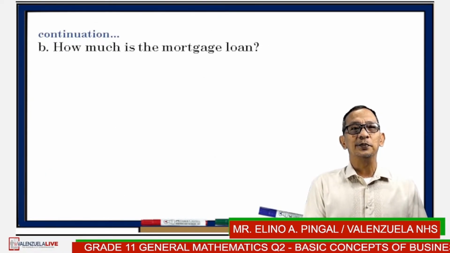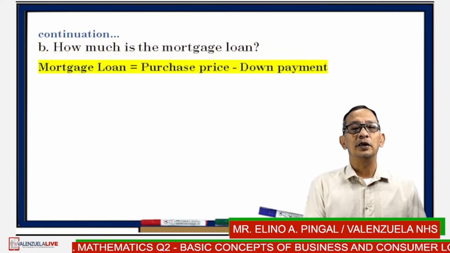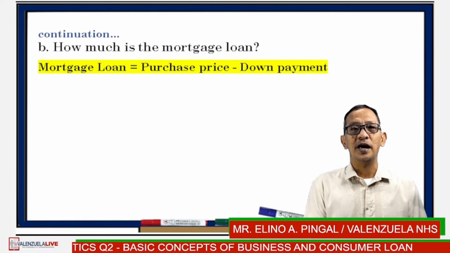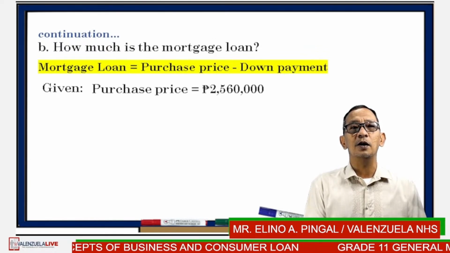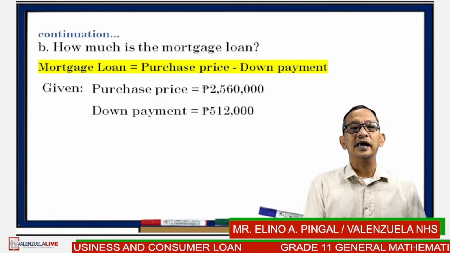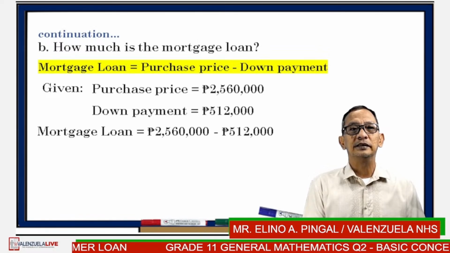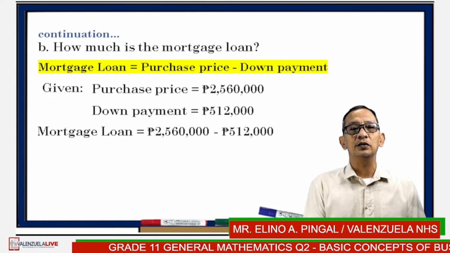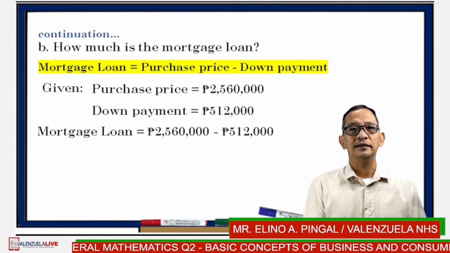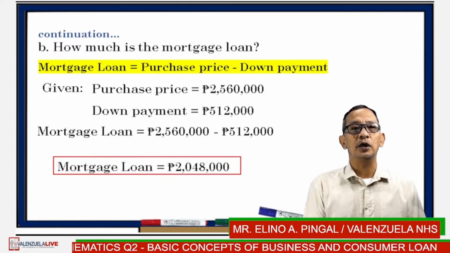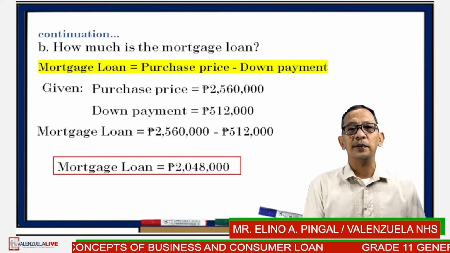Let's continue for letter B. How much is the mortgage loan? Mortgage loan is equal to purchase price minus the down payment. Given purchase price is 2,560,000 and the down payment, as we solved, is equivalent to 512,000 pesos. Mortgage loan is equivalent to 2,560,000 minus 512,000, and that will give us the value of the mortgage loan equivalent to 2,048,000 pesos.